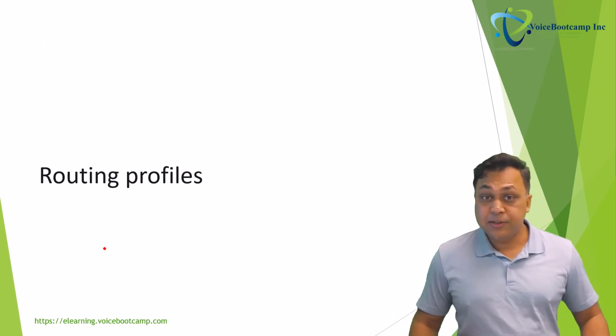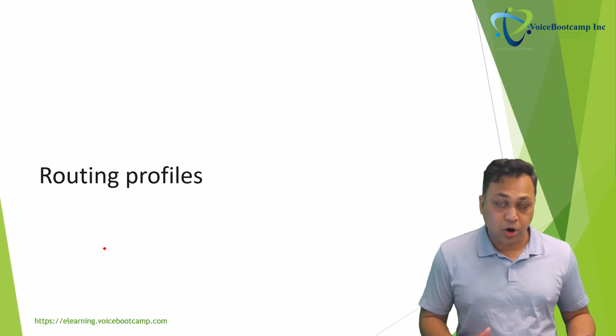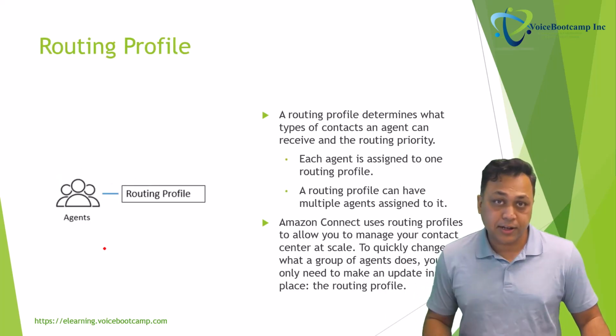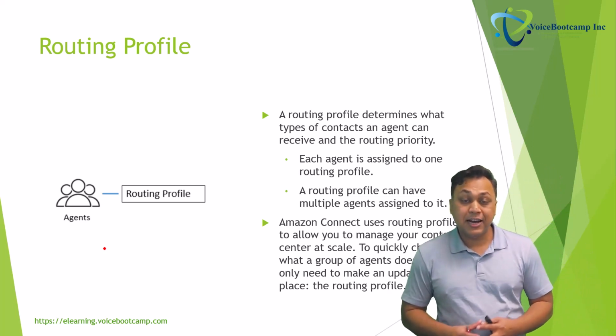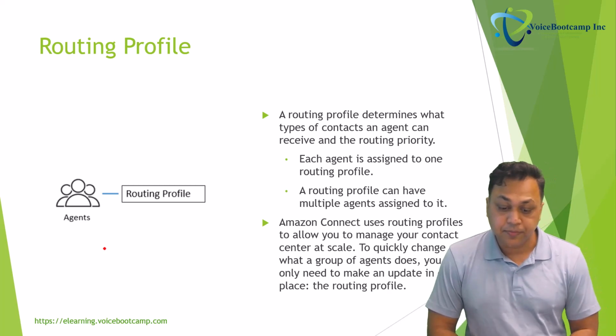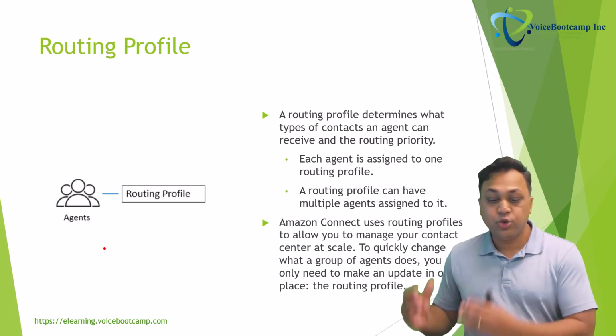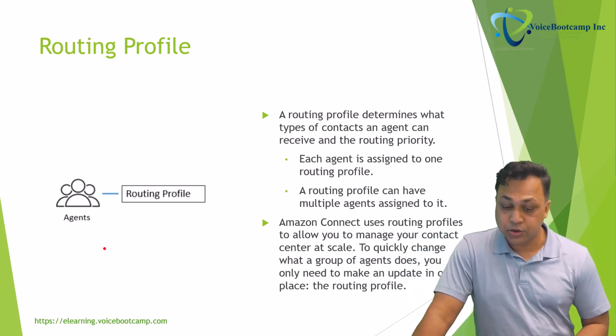When a call comes into Amazon Connect, you need to figure out a way to route that call. And this is where the routing profile comes into play. A routing profile will determine the type of contact an agent can receive or route and their routing priority. Each agent will be assigned to a routing profile, and a routing profile can have multiple agents assigned to it.